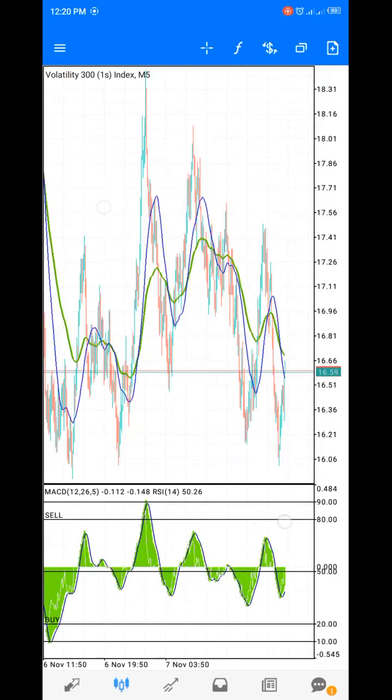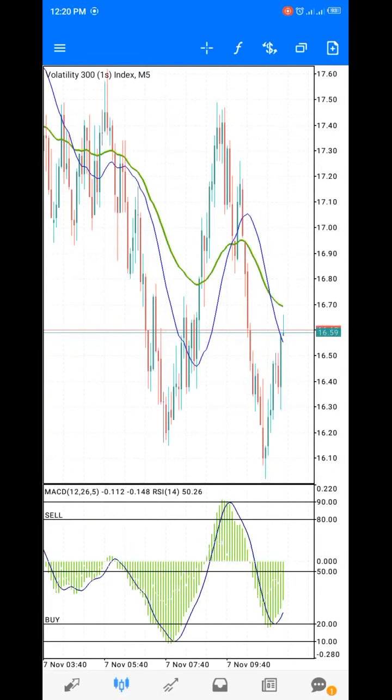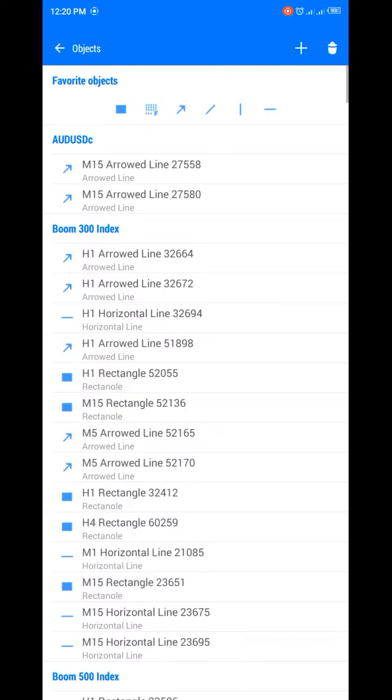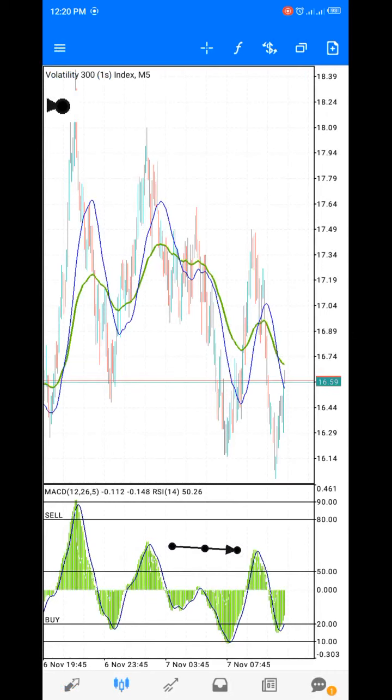Now, how do you use this strategy? All you need is two confirmations. For you to use this strategy, you need two confirmations. The first is in your indicator window. I'm going to put an arrow there. Then your second, which is your final confirmation, will be on your main chart.